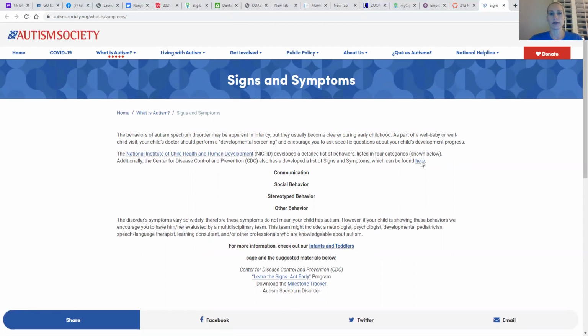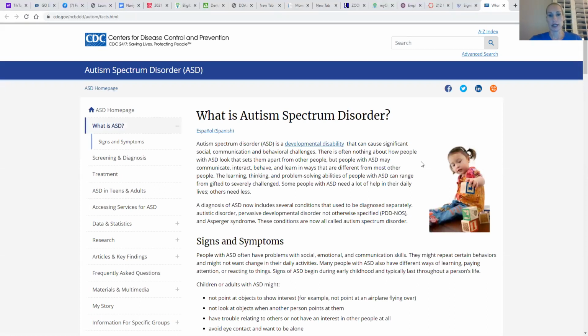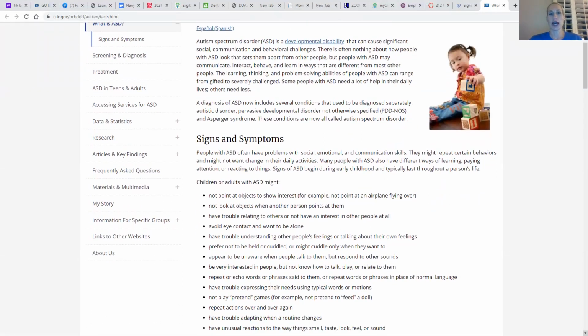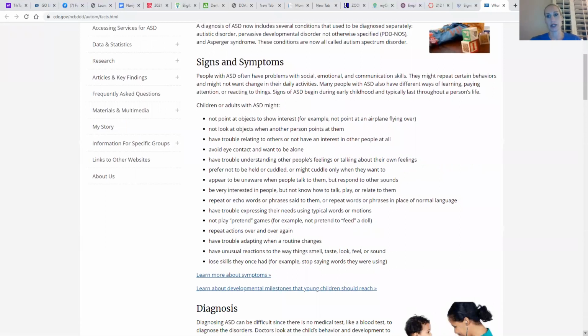I like this: signs and symptoms, and it goes to the CDC. Typically, we categorize autism spectrum disorder as a developmental disability. I do have some opinions on that. Now, here are some typical symptoms that we know can be signs of autism, but are often just signs of overall delay.